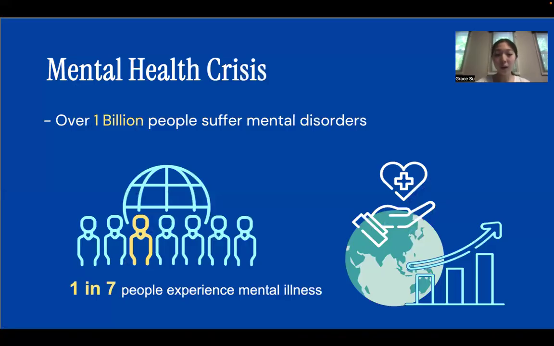According to the World Health Organization, over 1 billion people are living with a mental disorder. That is roughly 1 in 7 individuals globally. It is no exaggeration to say that we are living in an era of a global mental health epidemic.